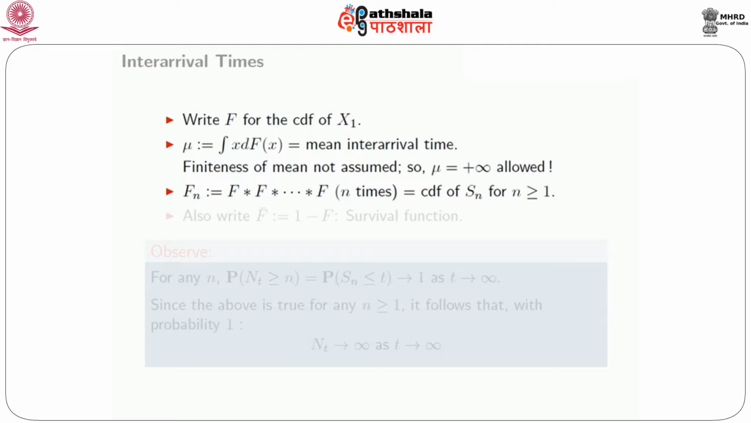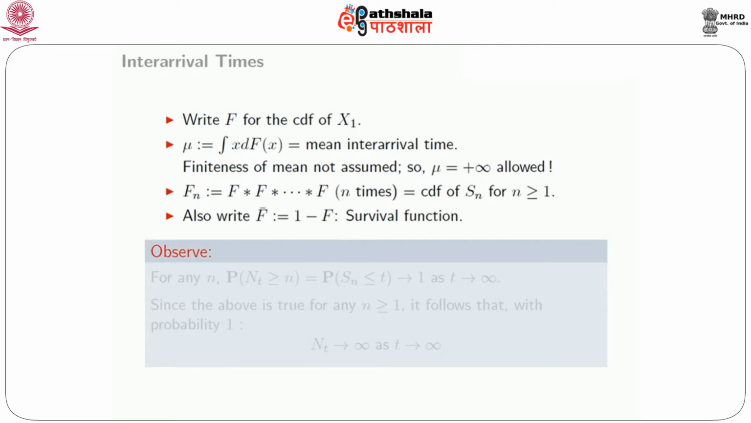Okay, and another notation that we are going to see is a simplifying notation. Fn represents F convolved with itself n times. What that means is essentially that if you look at x1, x2, ..., xn, IID with common distribution F, and look at the sum x1 plus x2 plus etc. plus xn, that is Sn, then Fn represents the cumulative distribution function of Sn. Another very commonly used notation is F bar, which is just 1 minus F. This is often called the survival function.